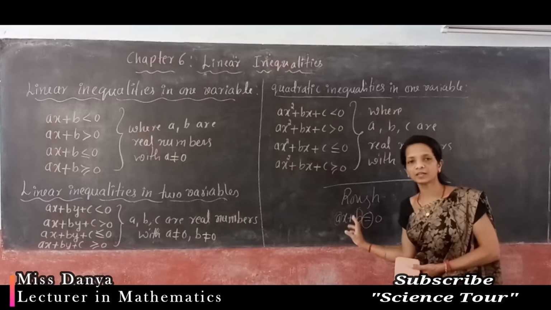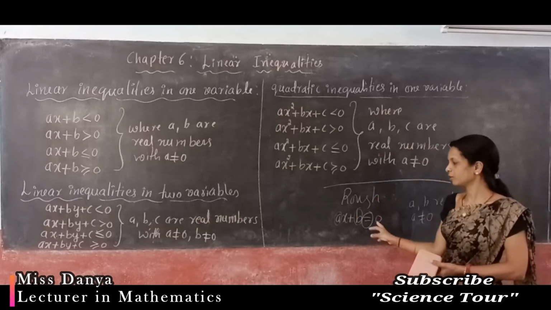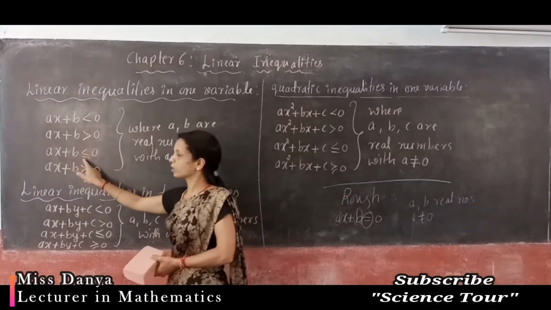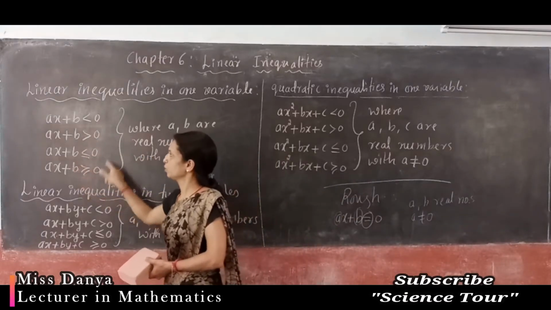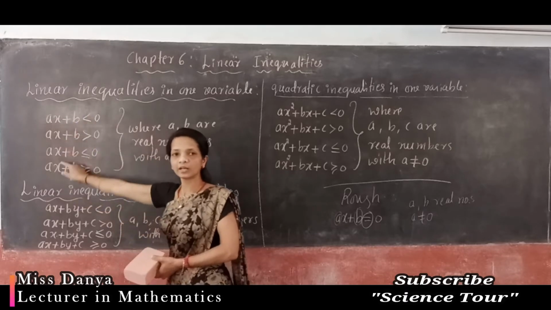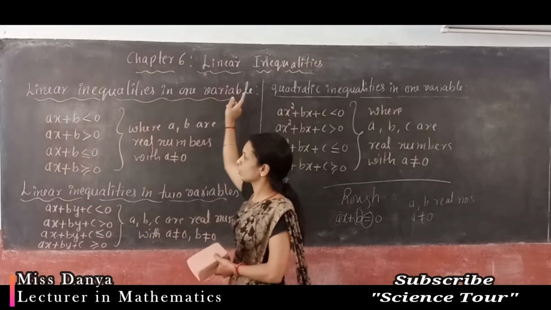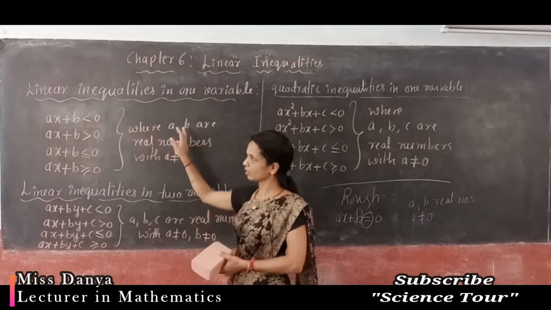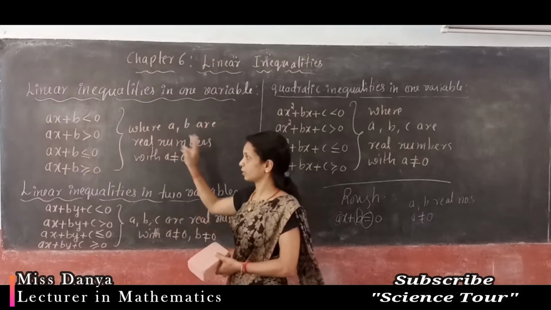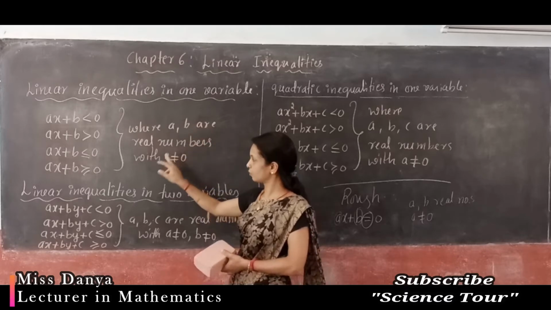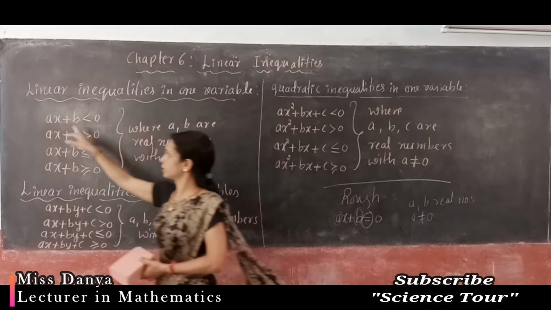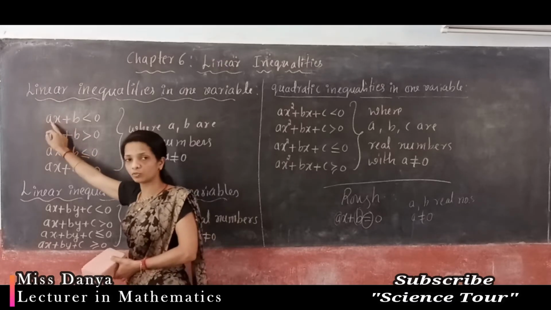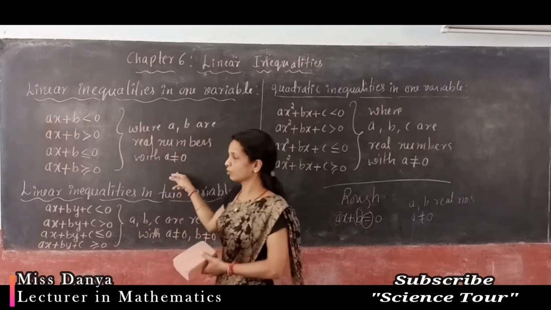So this is a linear equation in one variable, and if you replace that equal to symbol by less than, greater than, less than or equal to, or greater than or equal to, then what you have? You have linear inequalities in one variable, that is x, and on the side you write a, b, c, they are real numbers with a not equal to 0. That a means what? The coefficient of x should be not equal to 0.